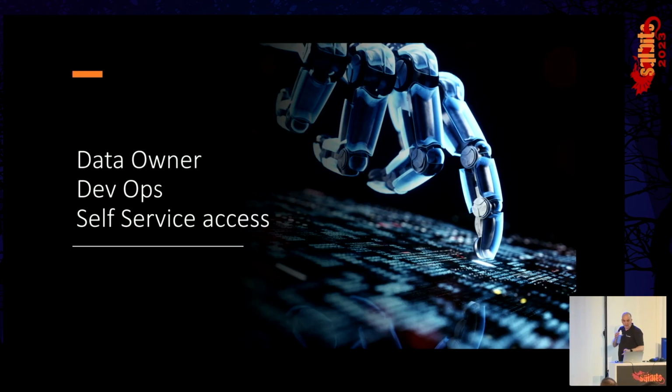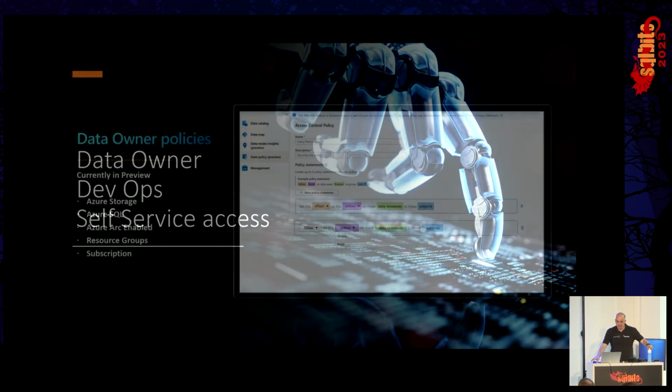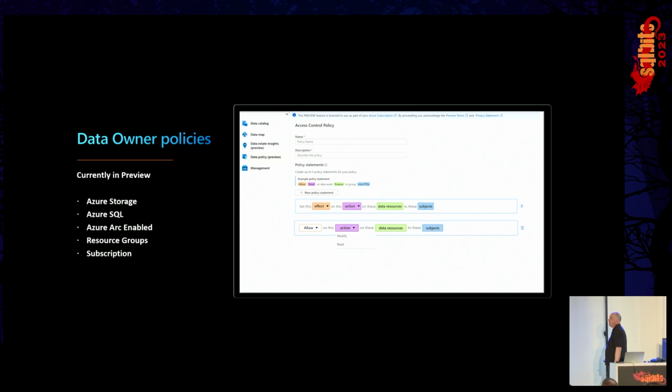So I already said we have 3 different policies: data owner, DevOps, and self-service. Let's dive in. So the first one is the data owner policies. It's currently in preview, so don't use it in production or use it at your own risk. Available for Azure Storage, Azure SQL, Azure Arc-enabled servers, resource groups, and subscriptions.